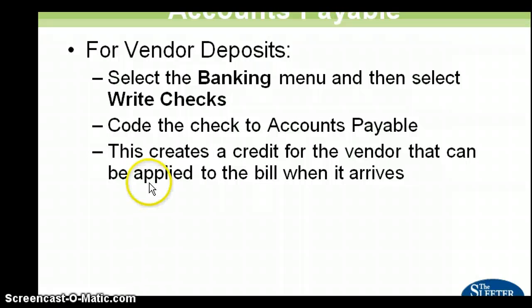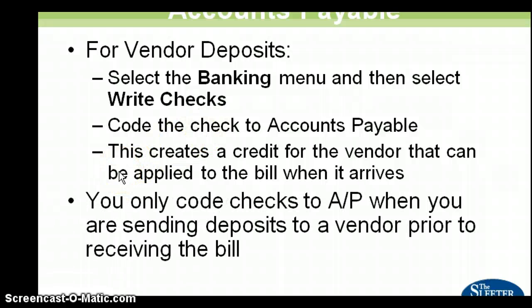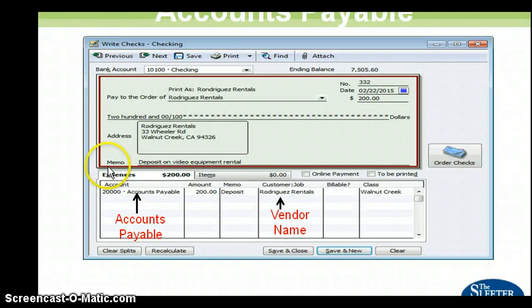Now, again, this is just more than one way to deal with deposits, and we're just going to go through the banking where you write a check. But instead of coding the check to an expense, you would code it to accounts payable. And this will put a credit out there, so when the bill does come, you can apply that credit to the accounts payable. And it just gives it a wash.